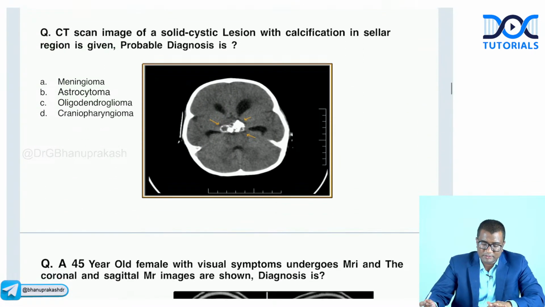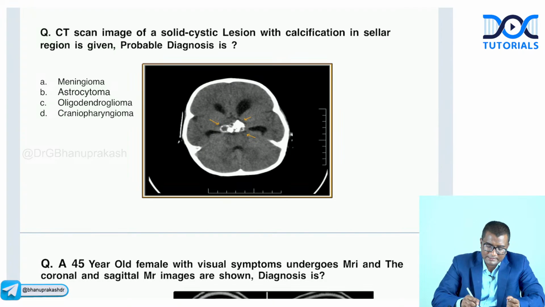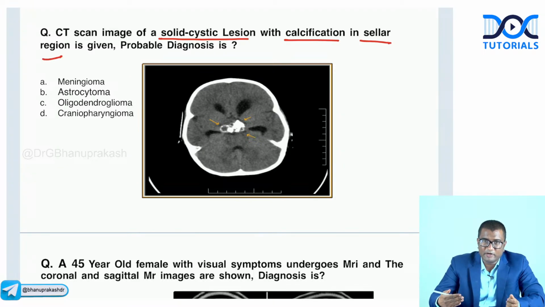Now look at this next question. There is a CT scan image showing a solid cystic lesion with calcification in the sellar region. So the sella is in front of the midbrain, in front of the brainstem, and you are seeing this calcific area. The most common cause for suprasellar calcification is a craniopharyngioma.